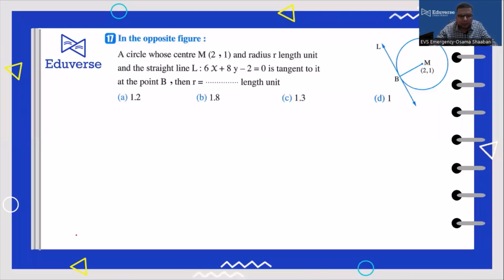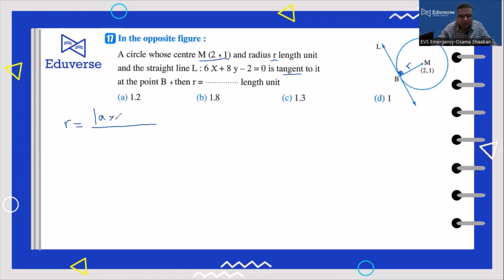Here, a circle whose center is (2, 1), and the radius r is in length units, and the straight line L is tangent to it at the point C. Then r equals what? Here r is MC. And you know the tangent with the radius is perpendicular, that means the perpendicular distance to the straight line. So what is the rule of r, which is BM? r is the length of BM, that means the rule of the perpendicular distance to a straight line.